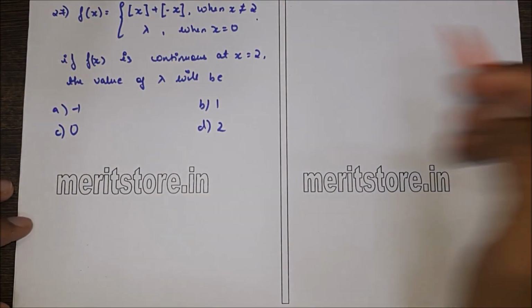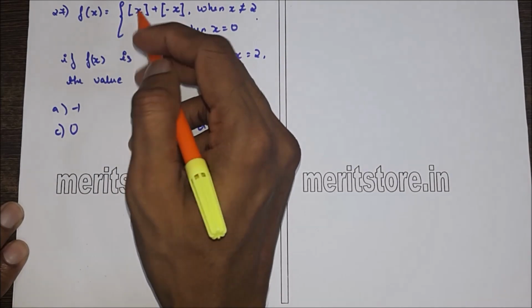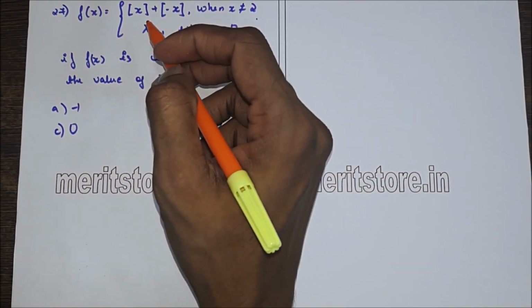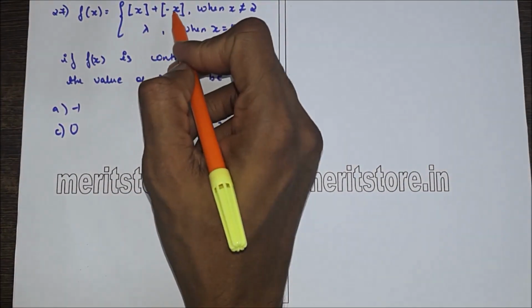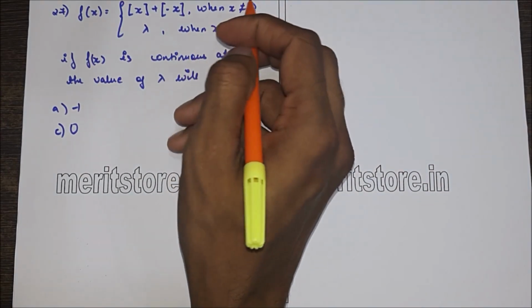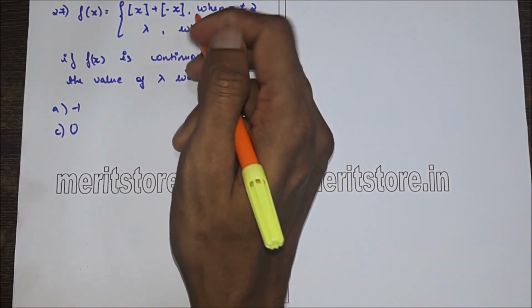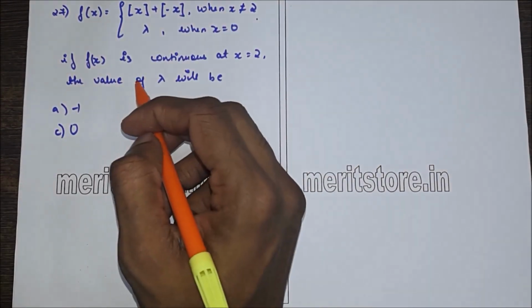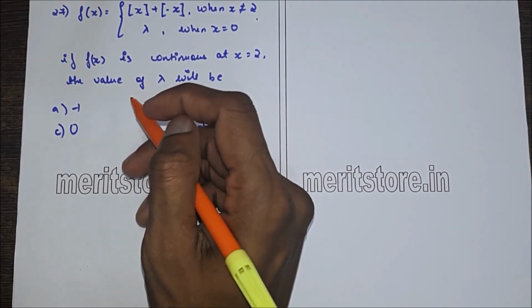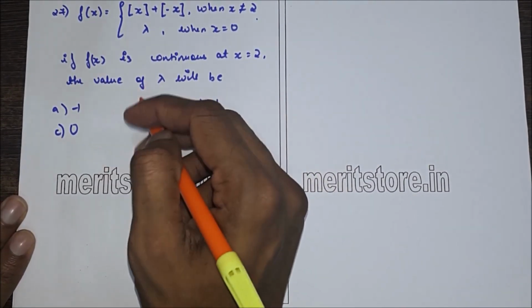Question 27. F of x is equal to x plus minus x when x is not equal to 2, lambda when x is equal to 2. If f of x is continuous at x is equal to 2, then the value of lambda will be, we are given 4 options.